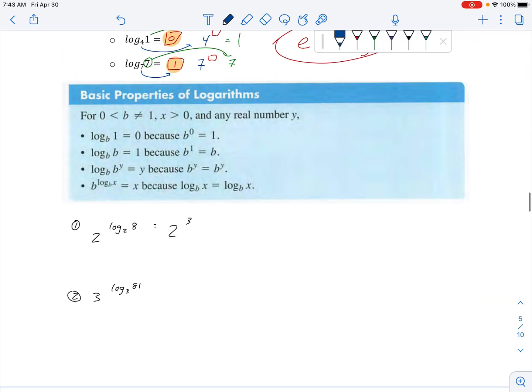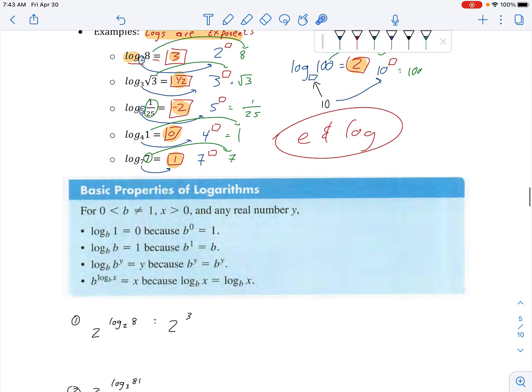Okay, gentlemen, we're going to take a look at right where we left off last time. With our logs, base this to what power gives me that. This base to what power gives me that. And we talked about it, log with no base is base 10. And those are the common logs.